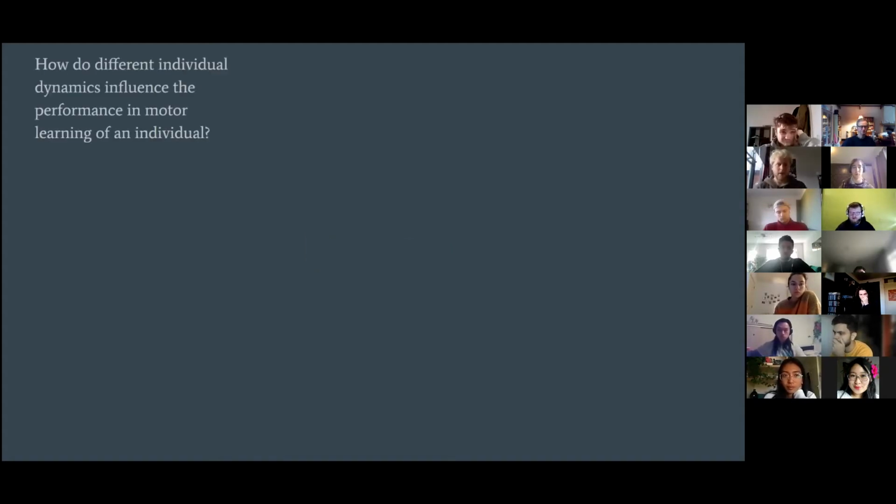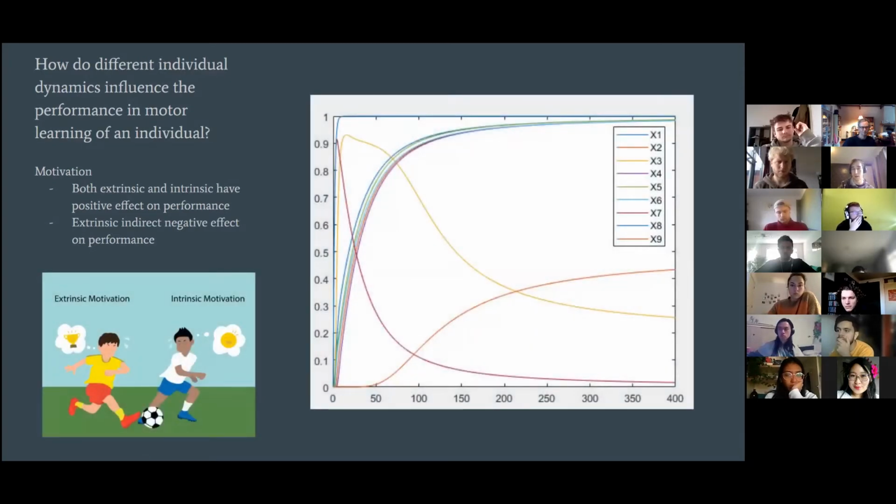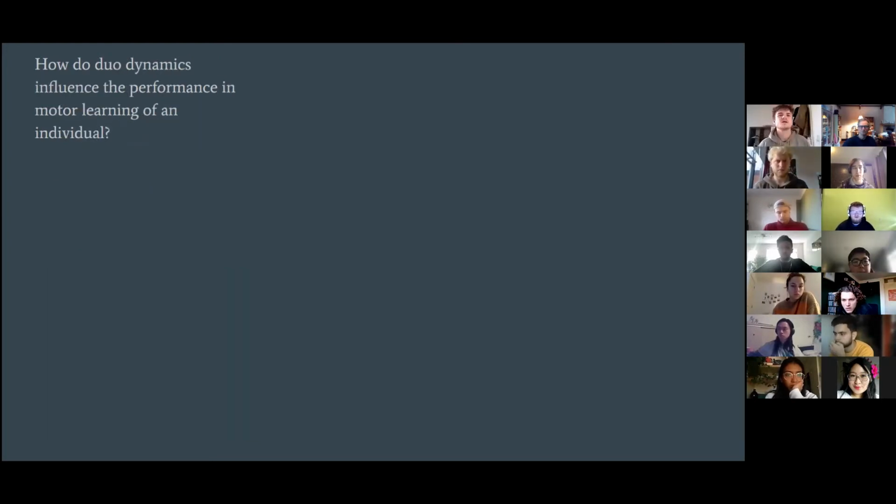So back to the research questions, how do different dynamics influence the performance and motor learning of an individual? We looked into motivation, where both extrinsic and intrinsic motivation have a positive effect, but there is an indirect negative effect on performance by extrinsic, and this is due to the undermining effect. And this picture is the one where only extrinsic was important. So here you don't have this negative feedback.